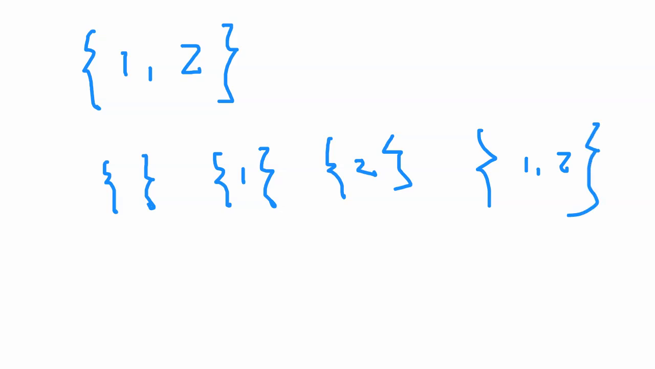So 4 subsets. So usually it's 2 raised to n. n means how many members are in the set. If I have 3, you can list them. That's 2 raised to 3, which equals 8 subsets. All right. So a set has 2 raised to n subsets, and n is how many members are in the set.